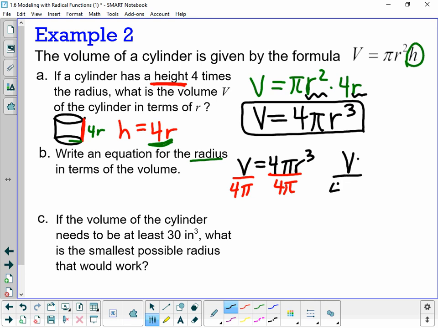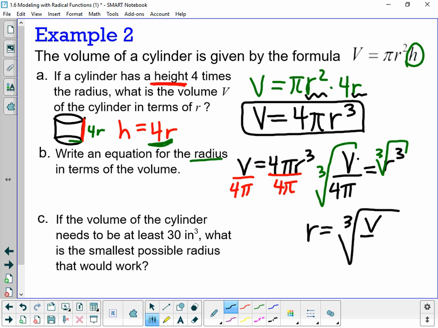So now we have V over 4 pi is equal to r to the third power. And so we need to do a cube root to both sides of the equation. So we find that the radius is the cube root of V over 4 pi. So that's an equation for the length of the radius in terms of the volume.